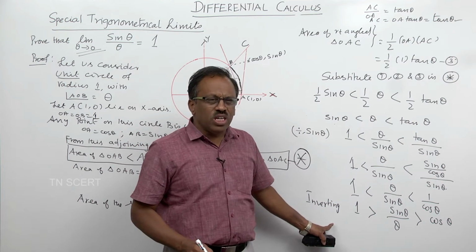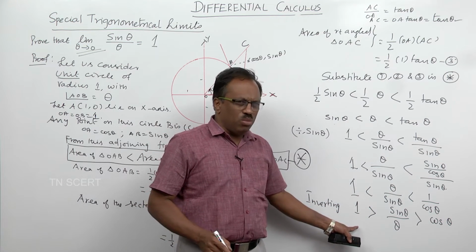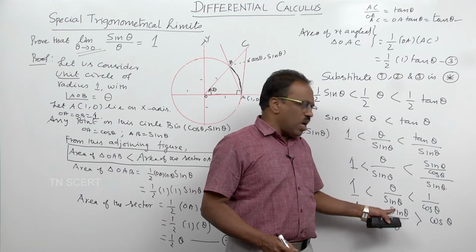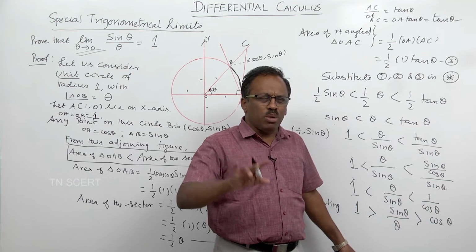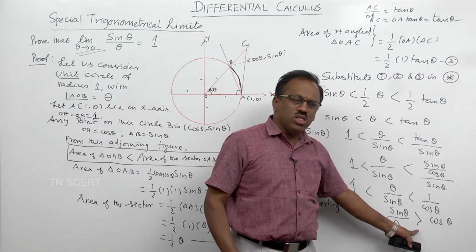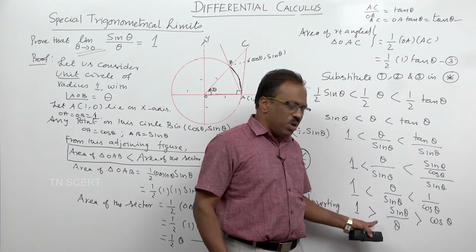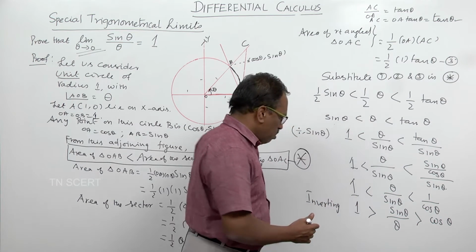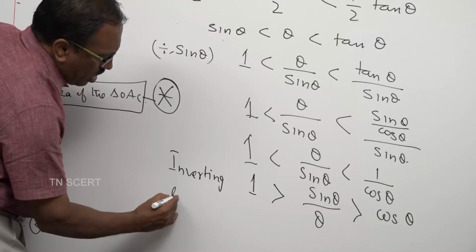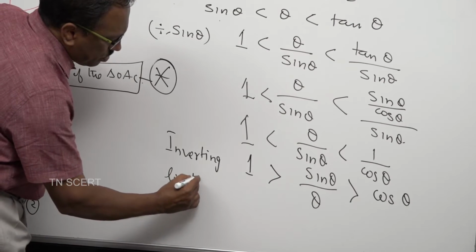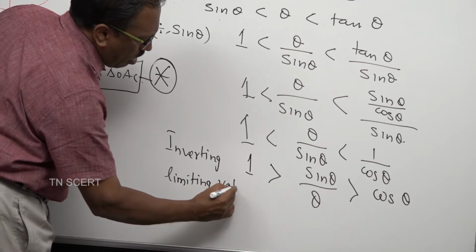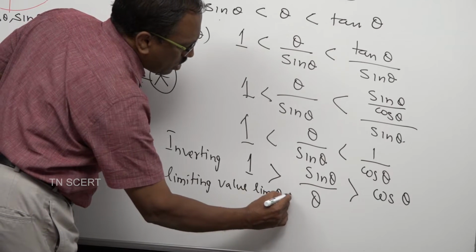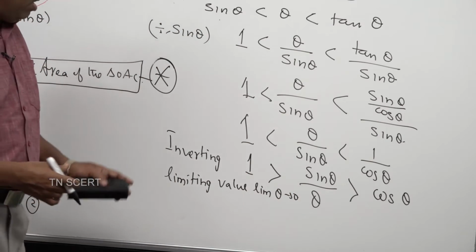By way of inverting, 1 will remain 1, because it is not affected, but theta by sin theta will change to its reciprocal, sin theta by theta, and the inequality is changed: less than will become greater than, remember that. Now we are going to apply limiting points. I am just applying the limit theta tends to 0 everywhere.